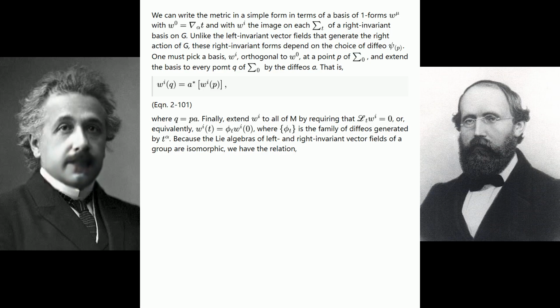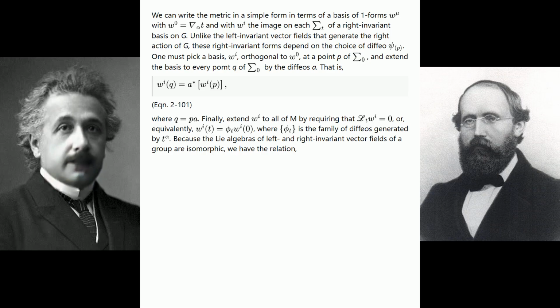One must pick a basis ω^i orthogonal to ω^0 at a point p of Σ_0, and extend the basis to every point q of Σ_0 by the diffeos a. That is, ω^i(q) = a*ω^i(p). See equation 2-101, where q = pa. Finally, extend ω^i to all of M by requiring that the Lie derivative of ω^i along t vanish, or, equivalently, ω^i(t) = φ_t*ω^i(0), where φ_t is the family of diffeos generated by T^α.